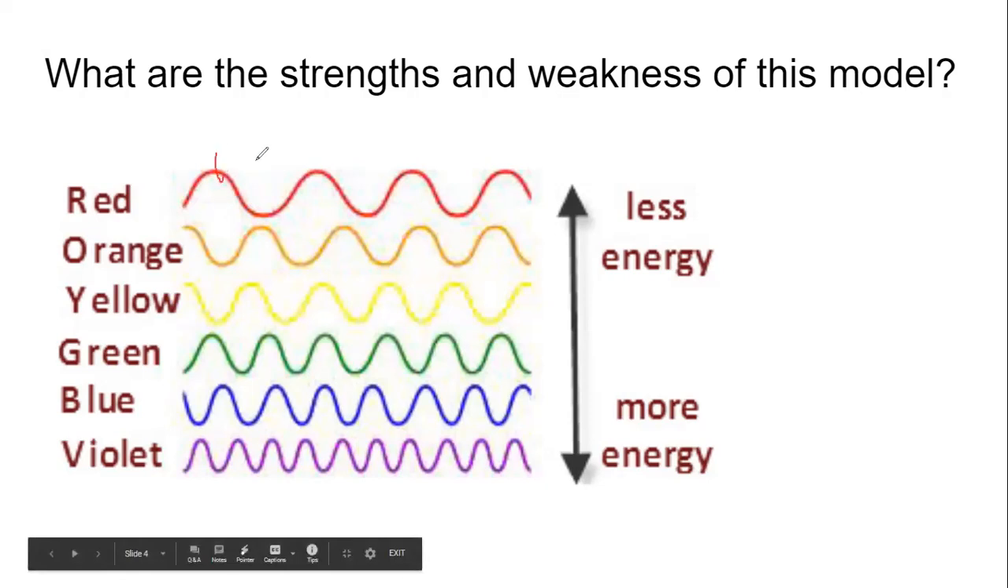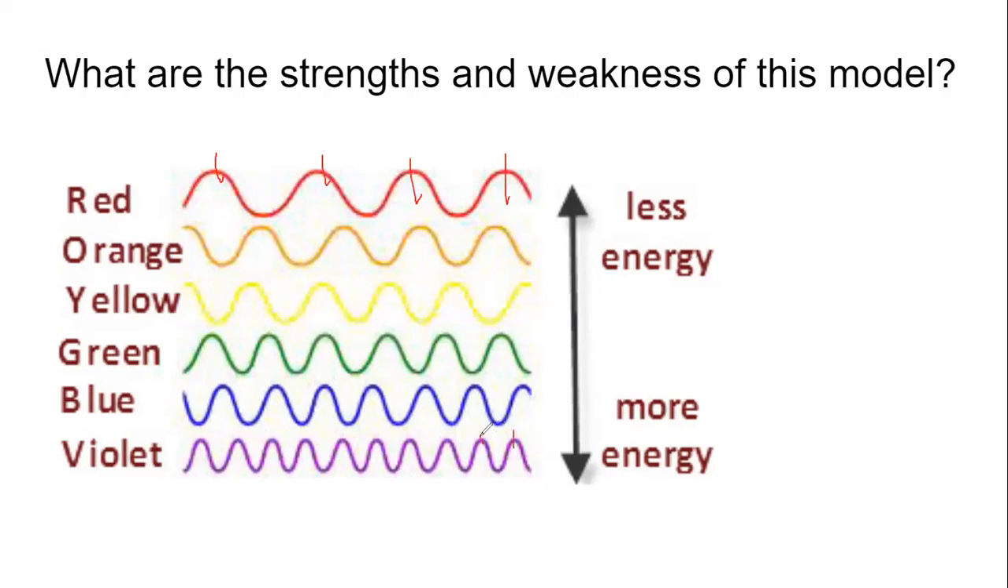So here, if we count them, we have 1, 2, 3, 4. But if we count them here, 1, 2, 3, 4, 5, 6, 7, 8, 9, 10. So violet occurs 10 times, and our red only occurs 4. So we can count that as the frequency, the number of times it occurs. Because violet occurs more times, it has a higher frequency, but a smaller wavelength.